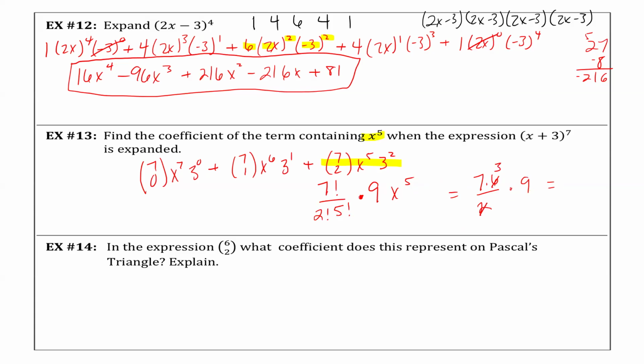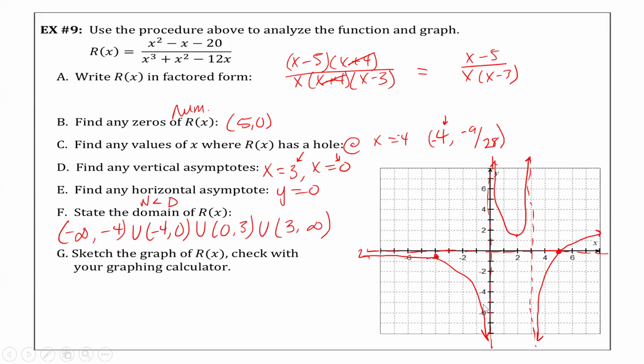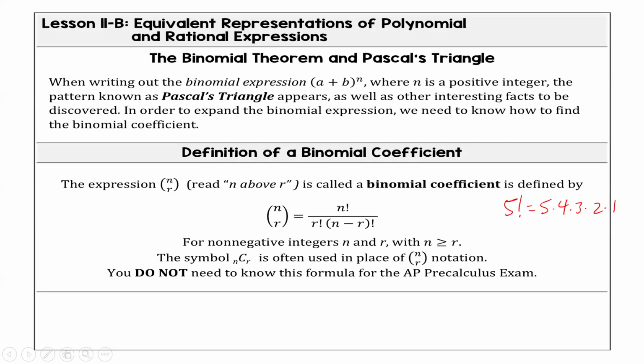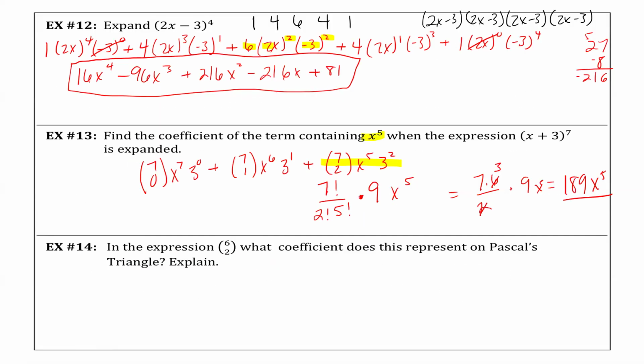I'm going to write my coefficient right there. What's 21 times 9? 189. So we get 189 x to the 5th. I canceled out the 2 by dividing it by 6. 6 divided by 2. Dang it, I did this. Didn't mean to do that.